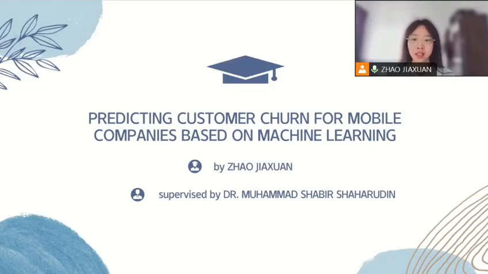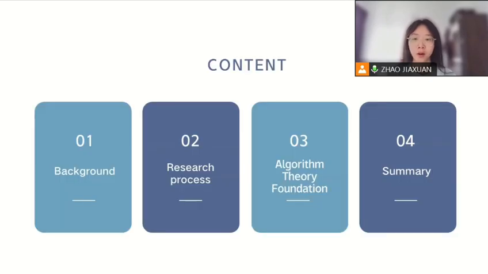The paper's name is Predicting Customer Churn for Telecom Companies Based on Machine Learning, supervised by Dr. Mohammed Shaharid. The content has 4 parts. The first part is background.